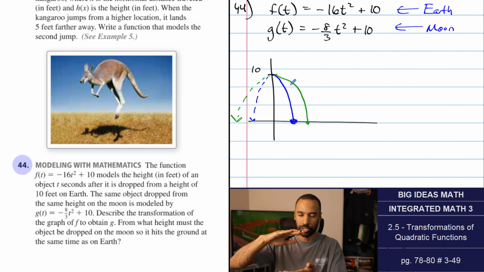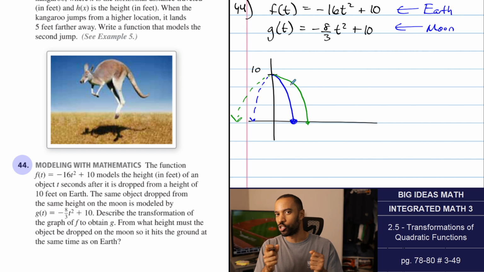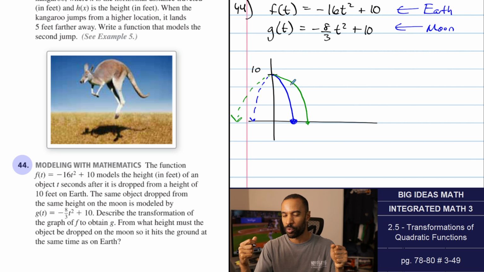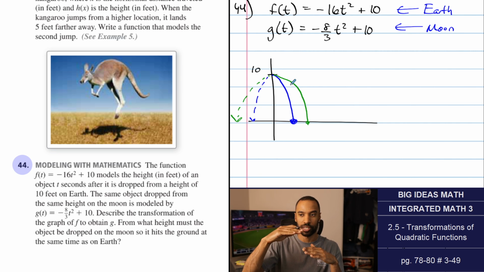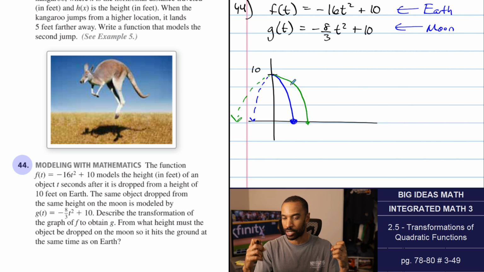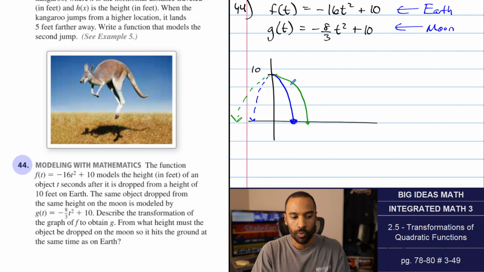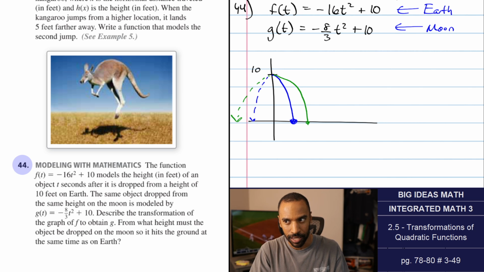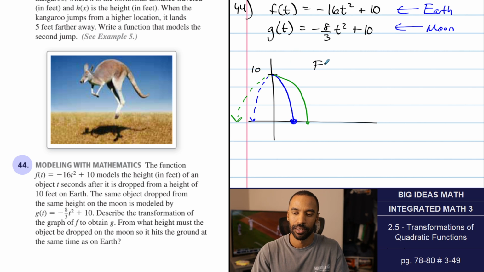There's more vertical compression, but it also means there's more horizontal stretch. And I think that's what we want to talk about, because we don't want to stretch the 10. We want to keep the 10 the same. I think we want to talk about horizontal stretching. Describe the transformation of the graph of f to obtain g. So from f to g, we want to stretch this thing out. Okay? We want to stretch it.